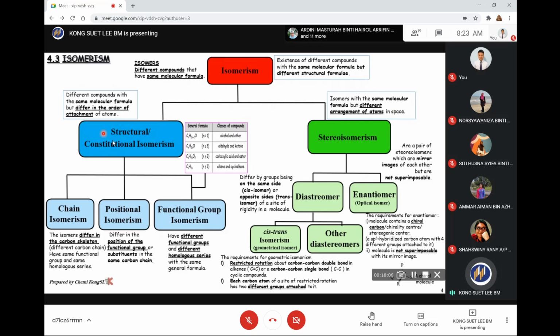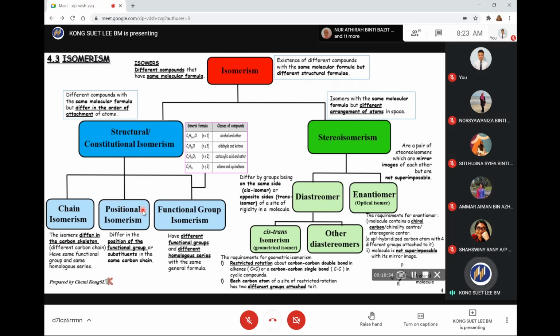Okay, of course, under structural isomerism, there are three: chain isomerism, positional isomerism, and functional group isomerism. So we have to know in detail. Okay, chain isomer differs in the carbon skeleton. Rantai dia berbeza. Chain isomer is different carbon chain. Have same functional group. Functional group dia tetap sama. And same homologous series, okay, under same family.